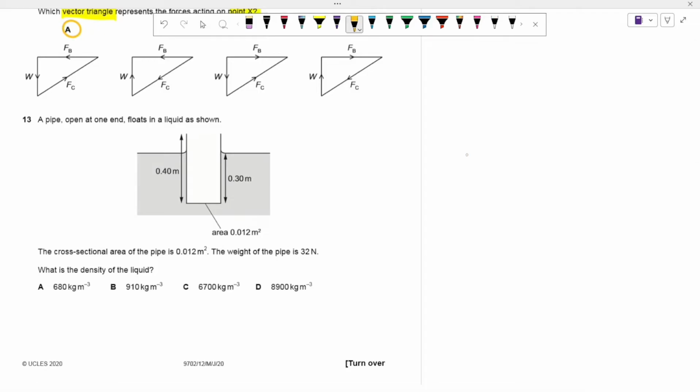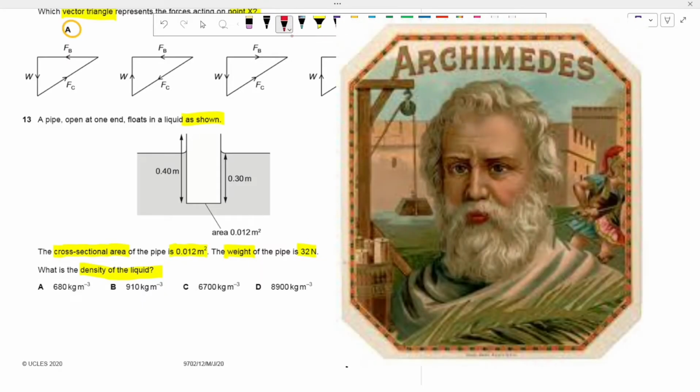A pipe is open at one end and it floats in a liquid as shown. So we're shown this diagram, and then we've been told that the cross-sectional area, underline what is important, cross-sectional area, is 0.012. The weight is 32. And then we just want to find the density of the liquid. Ask yourself, what are you given and what do you know?